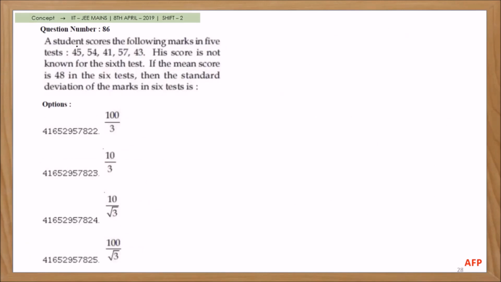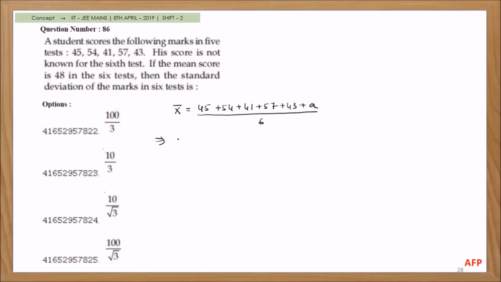Next problem. A student scores the following marks in 5 tests. These are the 5 test marks given. His score is not known for the 6th test. If the mean score is 48 in the 6 tests, then find the standard deviation of the marks in 6 tests. First we will find the mean, and using the mean we will find the last score. The mean is 45 plus 54 plus 41 plus 57 plus 43 plus the last score, which we take as A, divided by 6.